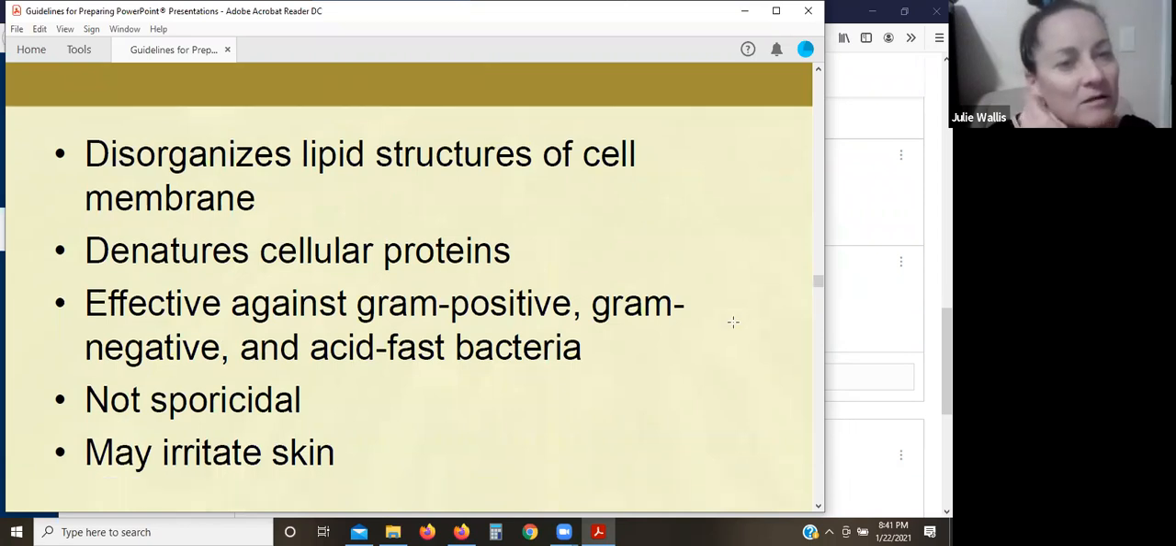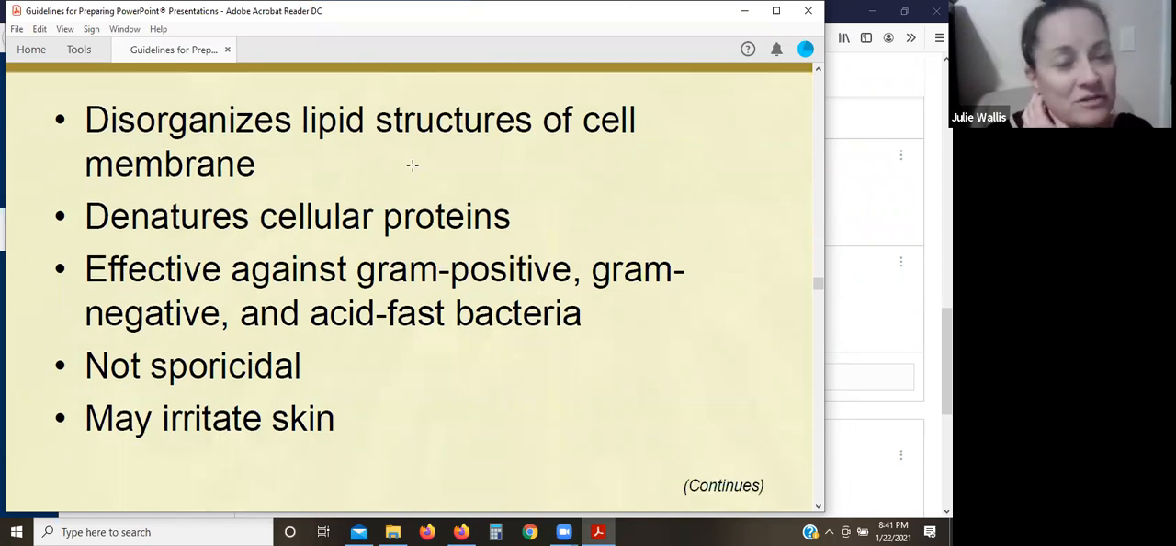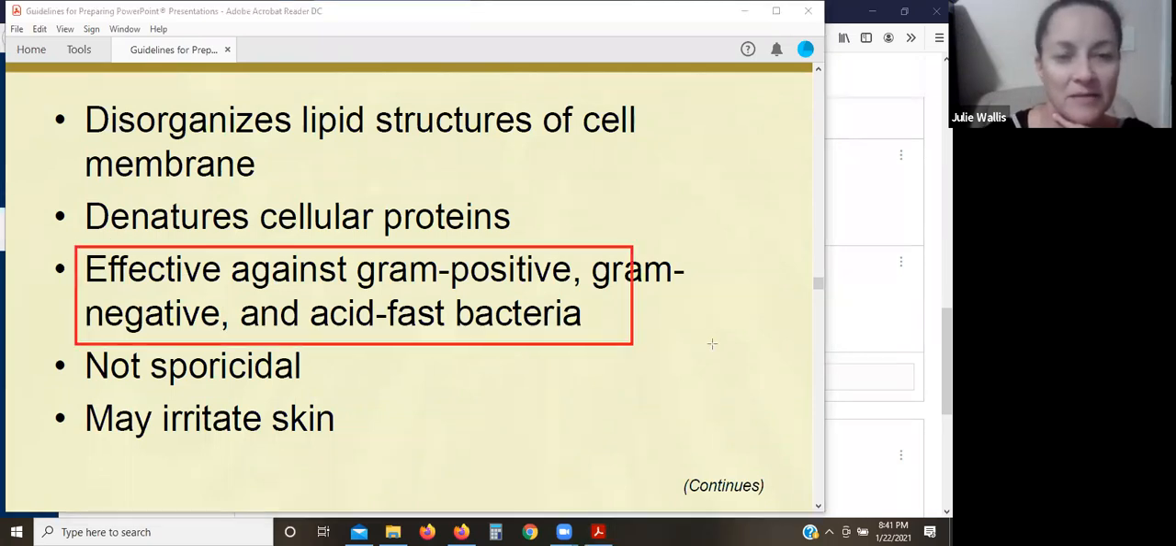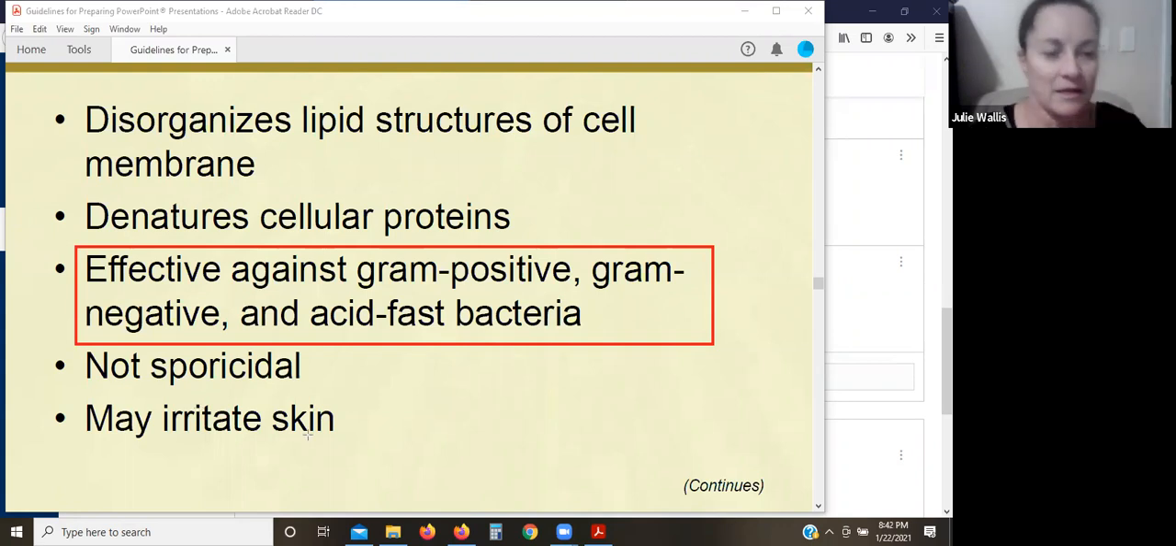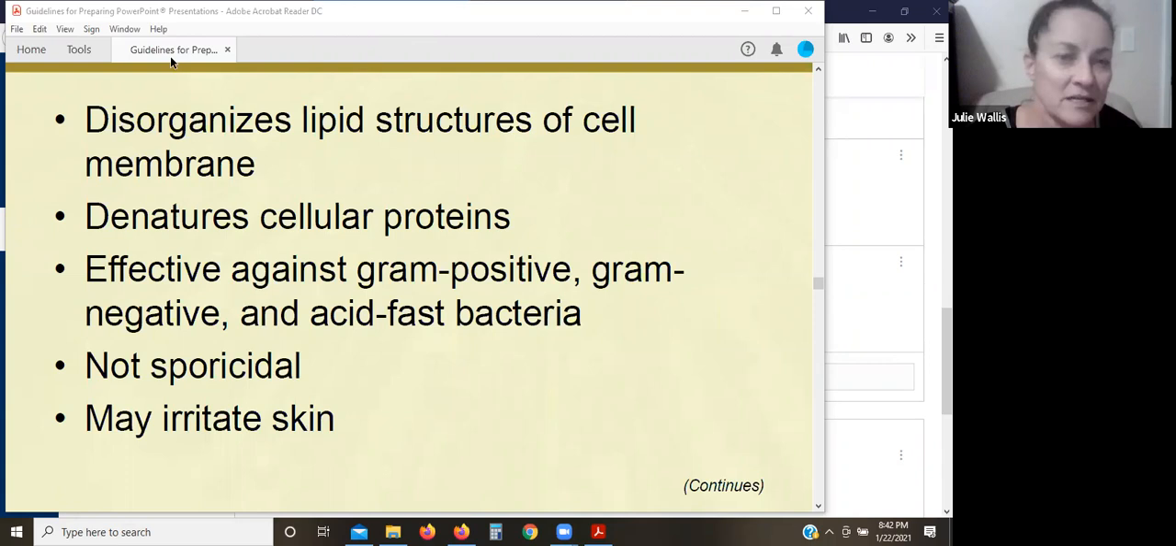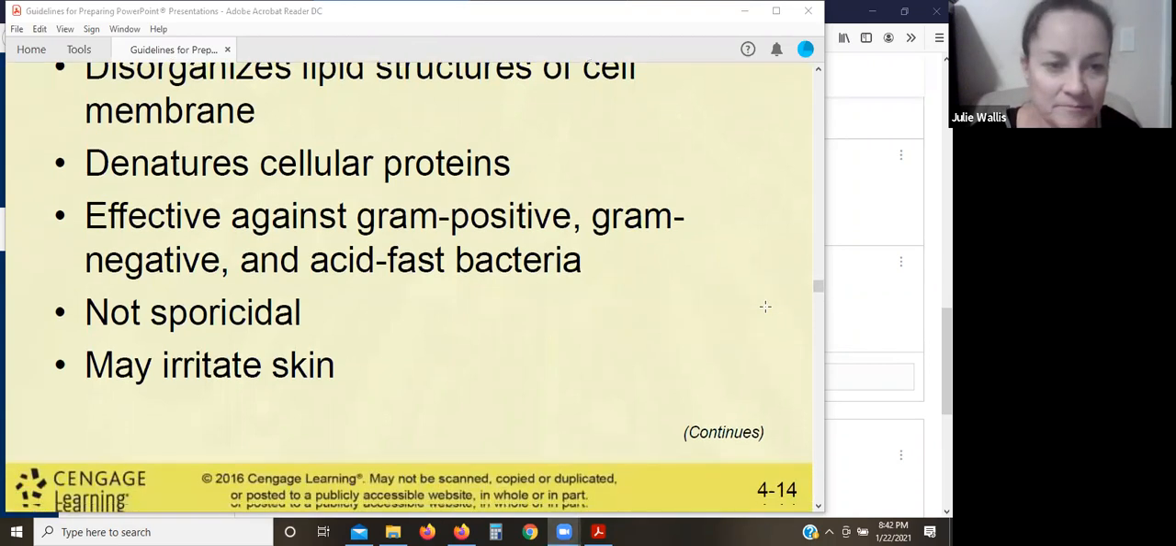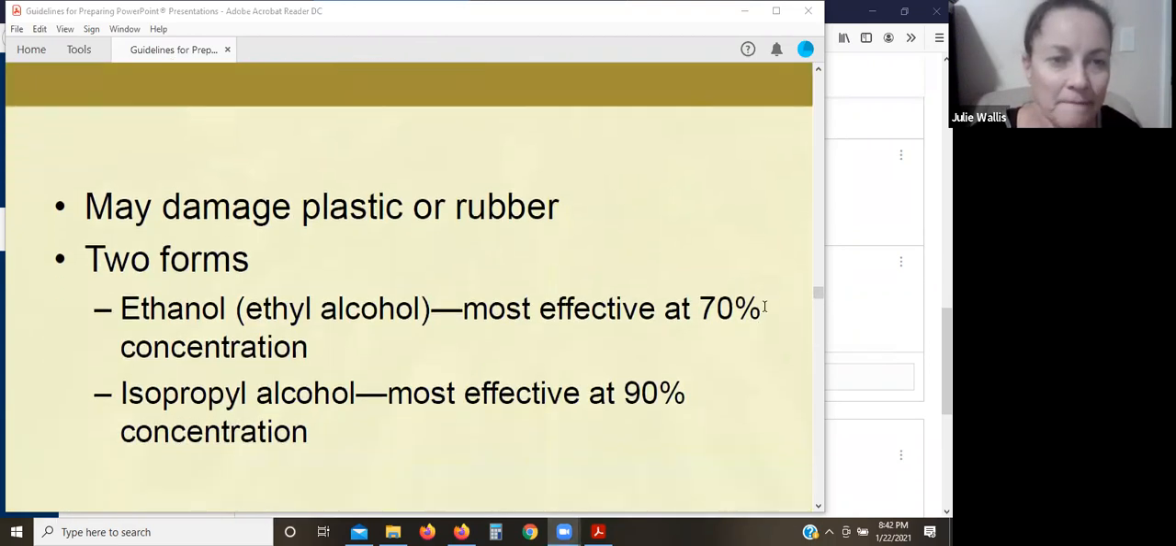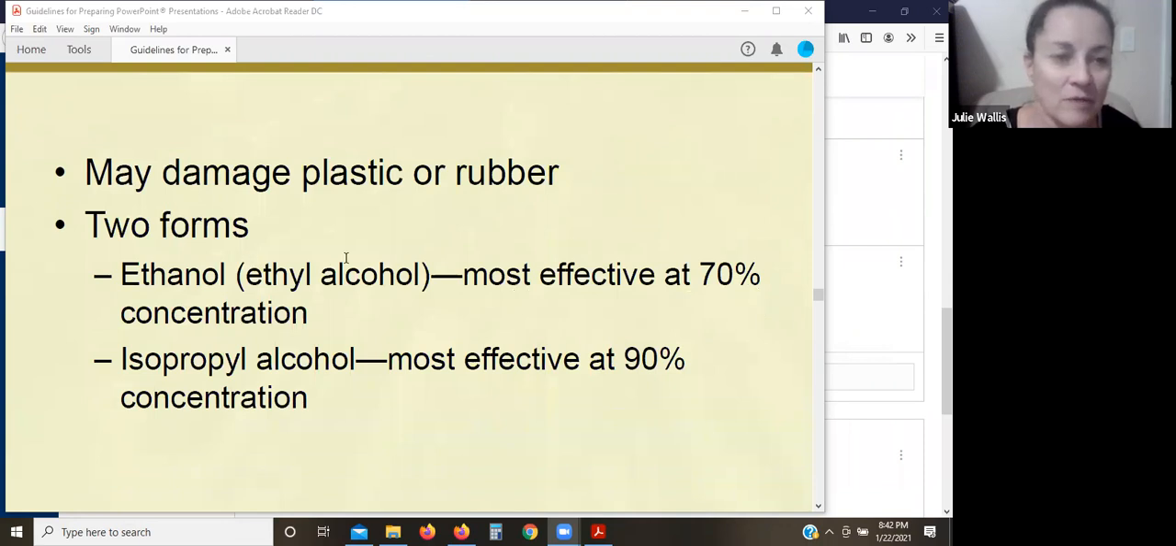But alcohol disorganizes lipid structures of the cell and denatures proteins. This is effective against gram-positive, gram-negative, and acid-fast bacteria. It is not effective against spores. And if it's too concentrated, it can irritate the skin. So it depends on what percentage concentration you're using for this. It may also damage plastic or rubber.